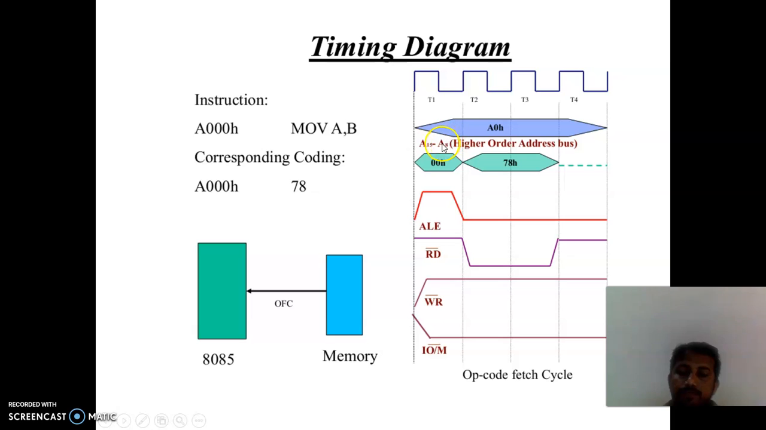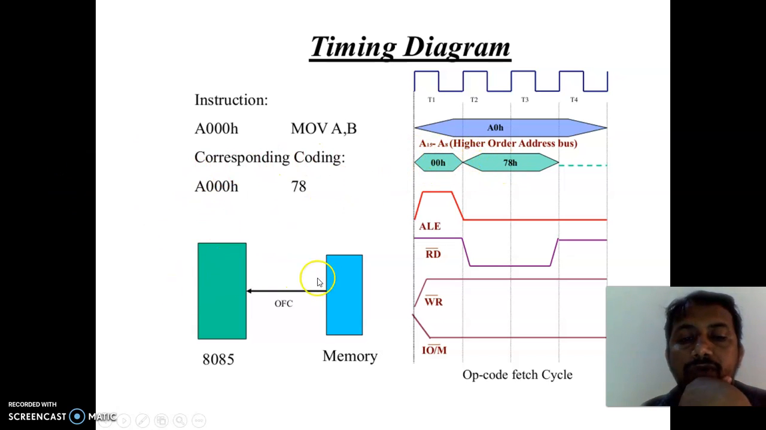In this opcode fetch, we usually concentrate on 5 different waveforms. The lower order and higher order address bus are considered as one waveform. The next one is ALE, which stands for address latch enable. Then read bar, write bar, and IO or memory bar. So these are the five. As we are considering the two address buses as separate entities, we need to count these 6 waveforms.